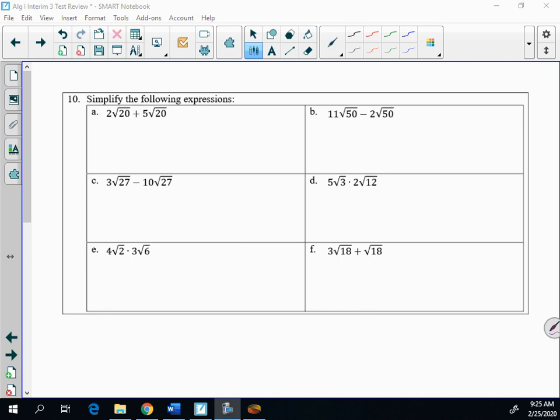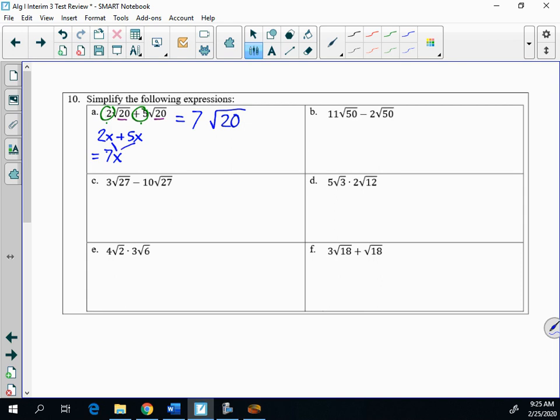So if we already have a match, then we just need to add up the coefficients. So that means we have 2 plus 5, which gives us 7. And then we leave the square root of 20. Remember, we said that this is similar to the idea if I had a 2x and a 5x, it would be 7x. We don't change the x. So it's the same thing here.